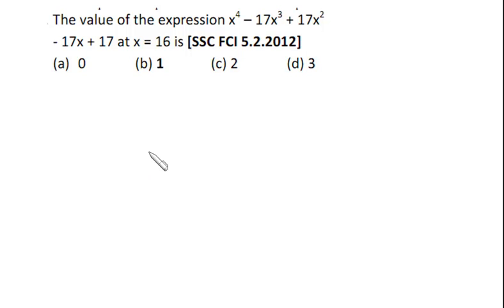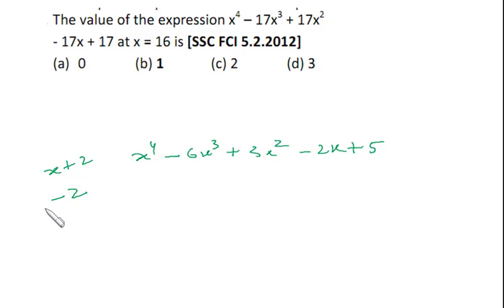Similarly, suppose you have any other, maybe x raised to 4 minus 6x cube plus 3x square minus 2x plus 5 when divided by, say, x plus 2, what is the remainder, right? Or the other question, if you put x is equal to minus 2, then what will be the value of the expression? So just put the negative 2 over here, right? Now x4, x, you need x cube. Minus 2, minus 6, minus 8.